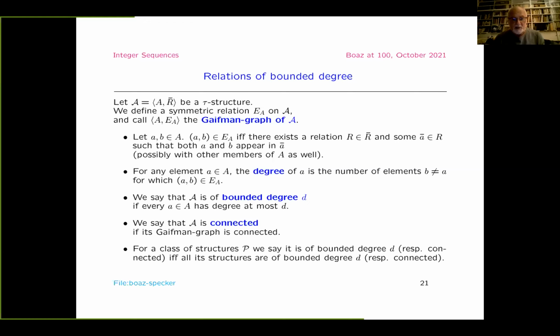And for any element A, the degree of A is the number of neighbors of A in the Gaifman graph. And we say a structure is of bounded degree if every element in the structure has degree at most d. And we say that A is connected if the Gaifman graph is connected. And for a class P, we say that it is of bounded degree d, respectively connected, if all its structures are.